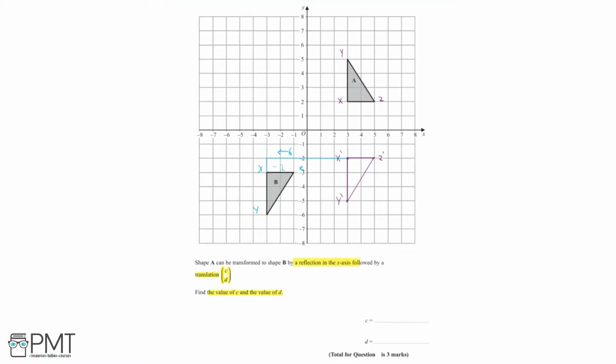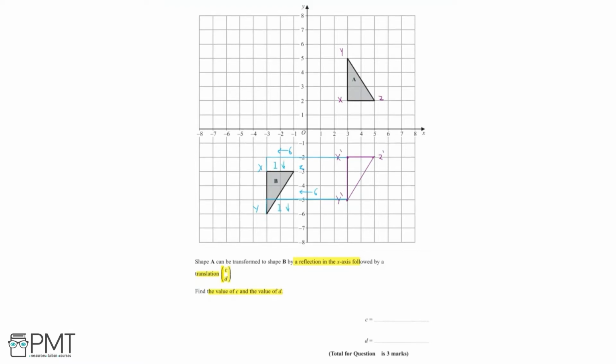Now we only really need to do this for one point, and we did it for point x, but it's always good to try it with other points to make sure we've got it correct. Now we don't need to do all of the points, but let's confirm by doing one more, so let's do point y. To get from point y on the reflected shape to point y on shape B, we need to move 6 spaces to the left, and then we need to move 1 space down. Since point x and point y both follow the same path, 6 spaces left and 1 space down, we can see that we have the path correct.